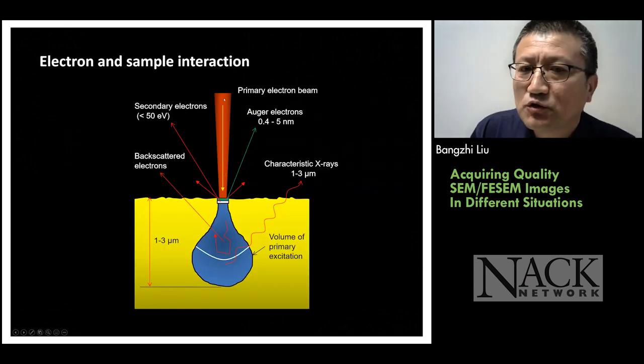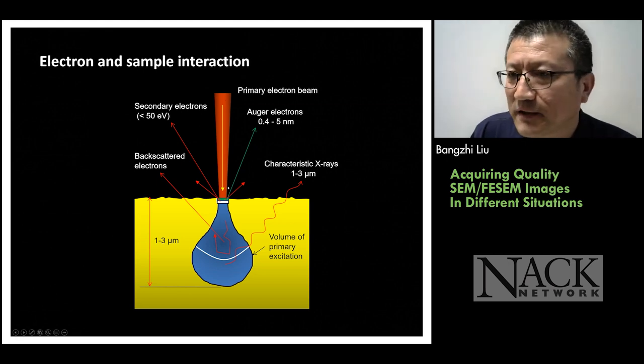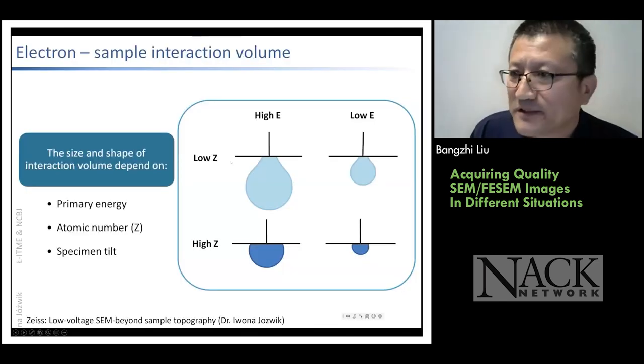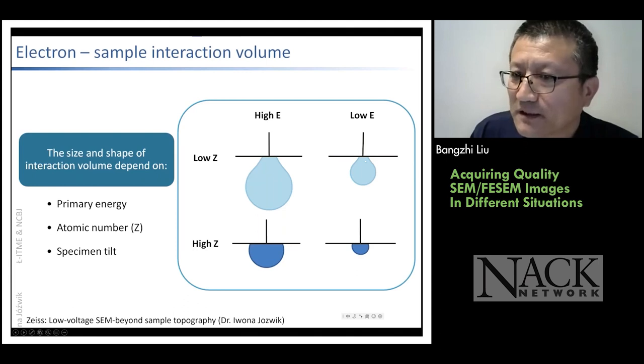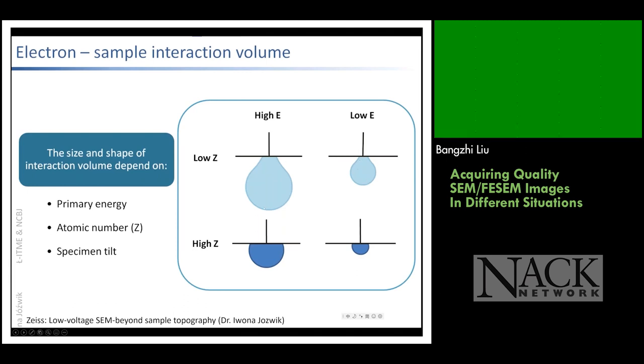Let's see why. When you shoot electrons into your sample, the electrons actually penetrate into your sample, and then you collect the electrons that escape from the sample. This is called the interaction volume. It depends on the voltage and also on the material. If the voltage is low, you have a much smaller volume, but if the voltage is high, you have a much larger volume.